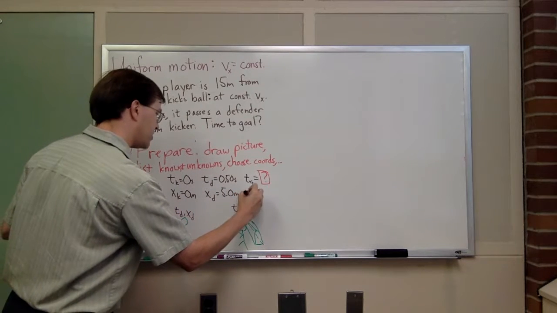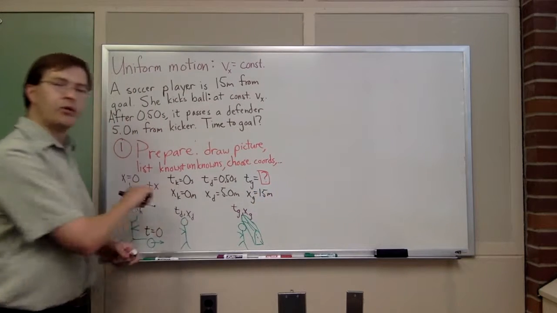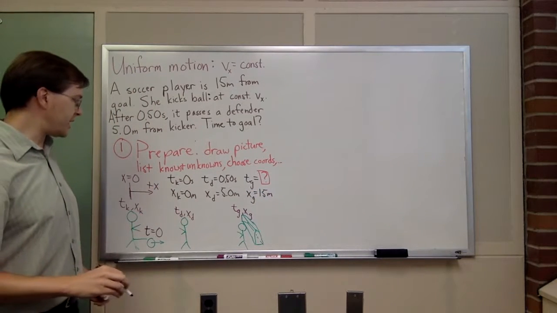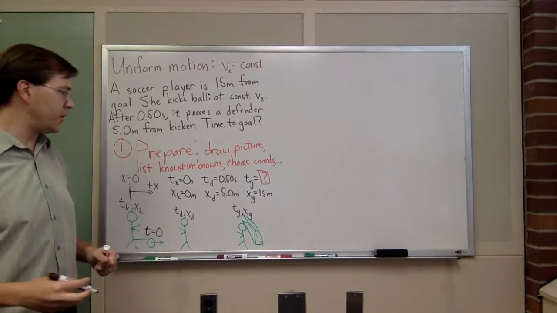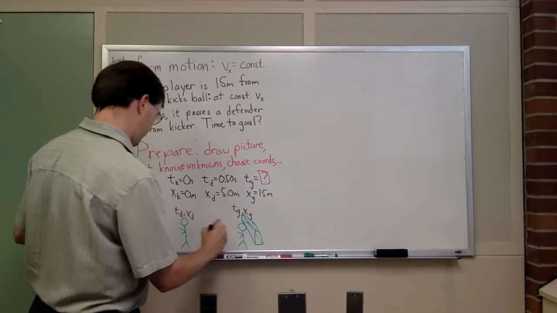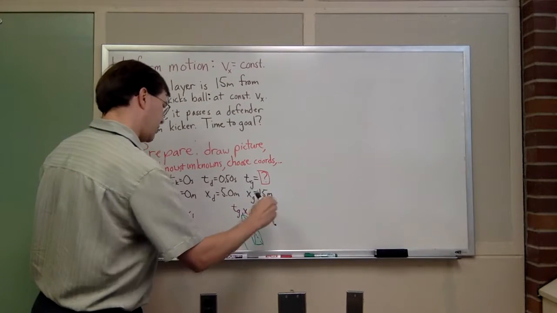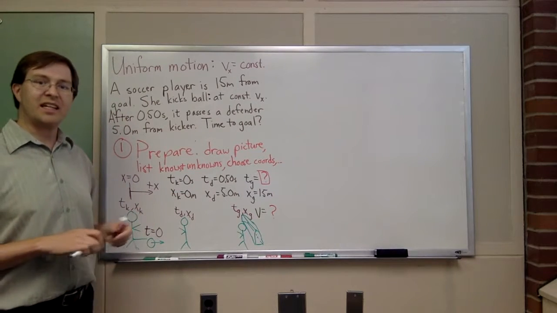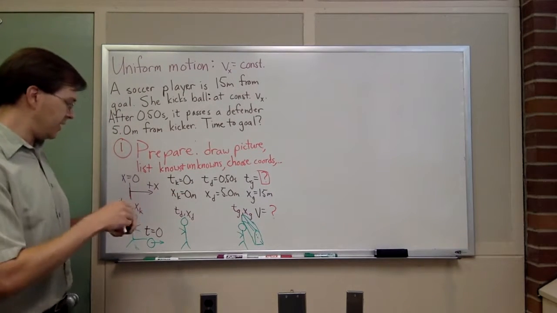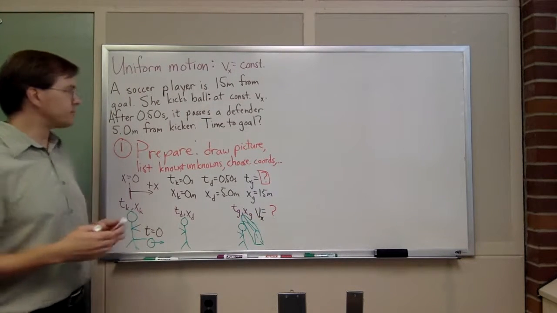X goal, the position of the goal, is 15 meters. And again, I can write that down now that I have a coordinate system. The other thing that's not known anywhere here, I'll put it somewhere down here. The velocity is also an unknown for me. That's another thing that's not given in the problem. I guess I should call it Vx. Well, I don't know the velocity of this ball.